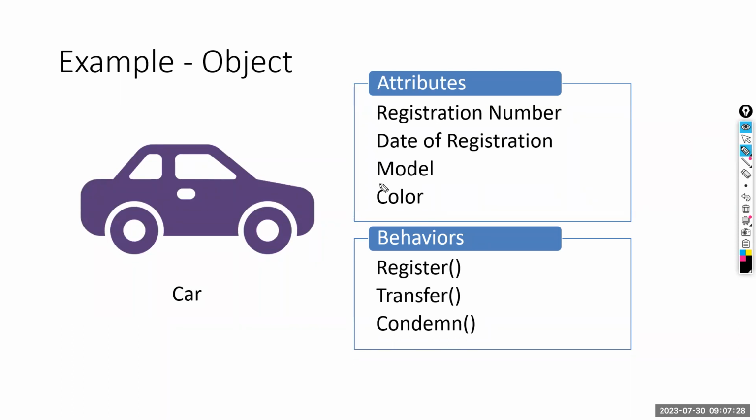So when it comes to modeling a class, one of the mistakes is that sometimes you are not very sure whether that behavior is a behavior of this class or that class.